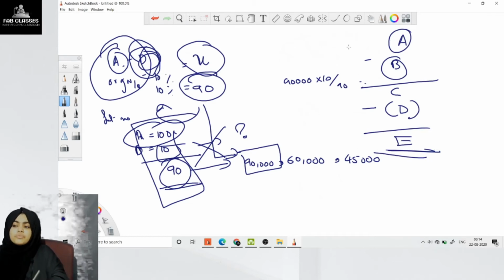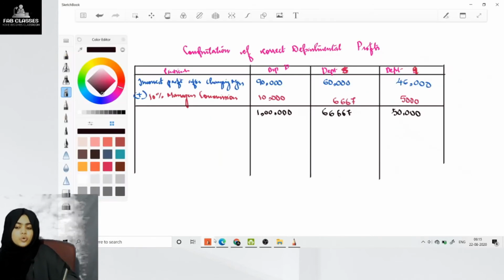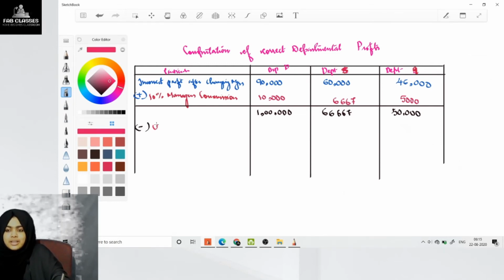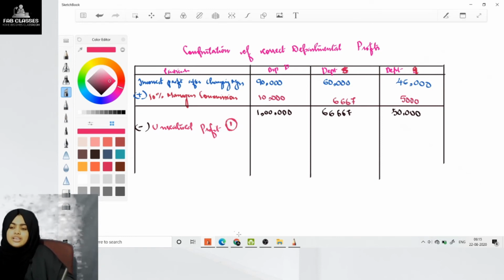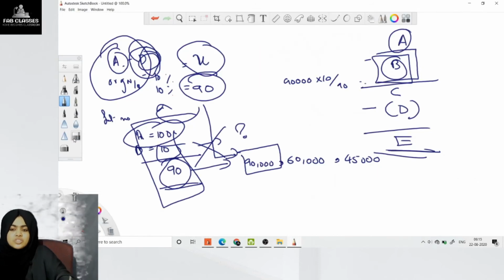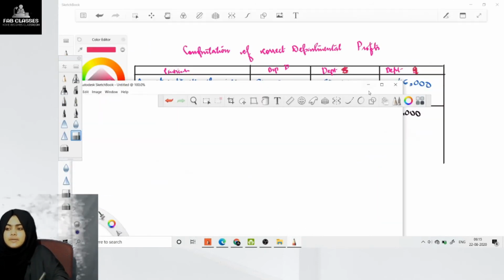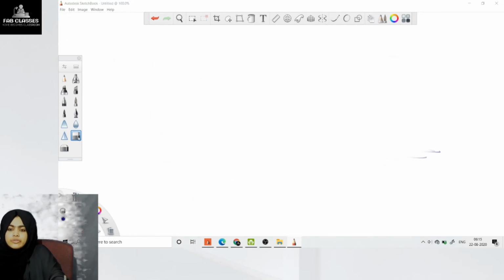So now from this A part we have to subtract the unrealized profit and we don't know how much is the unrealized profit. First let's find the unrealized profits. Now it's time for the calculation. So we don't know how much is the unrealized profits and now it's time to find out how much is the unrealized profits. So we are writing a working note number 1.